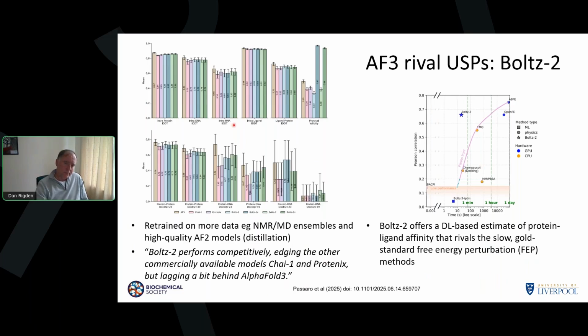Boltz-2 works quite well, maybe not as good as AlphaFold 3, but it has one really valuable feature, which they're justifiably excited by.